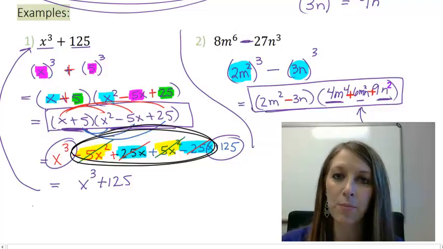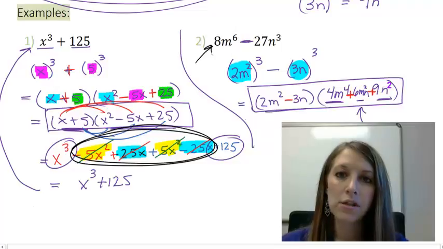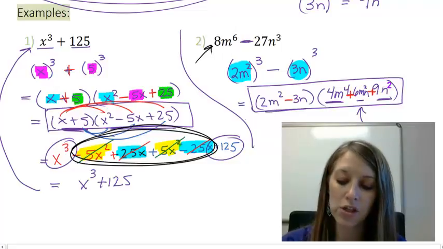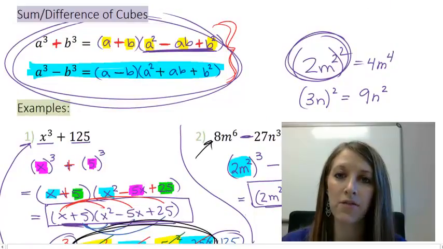I'm going to leave example 2 to you to check and make sure that all of those cancel out, leaving you back with the original problem here. And so we have completely finished how to work forwards and backwards the sum and difference of cubes.